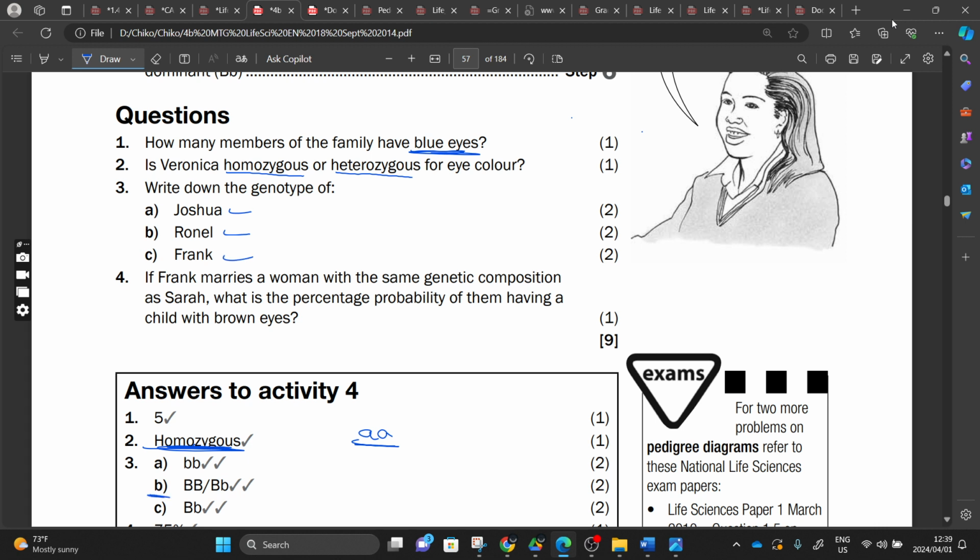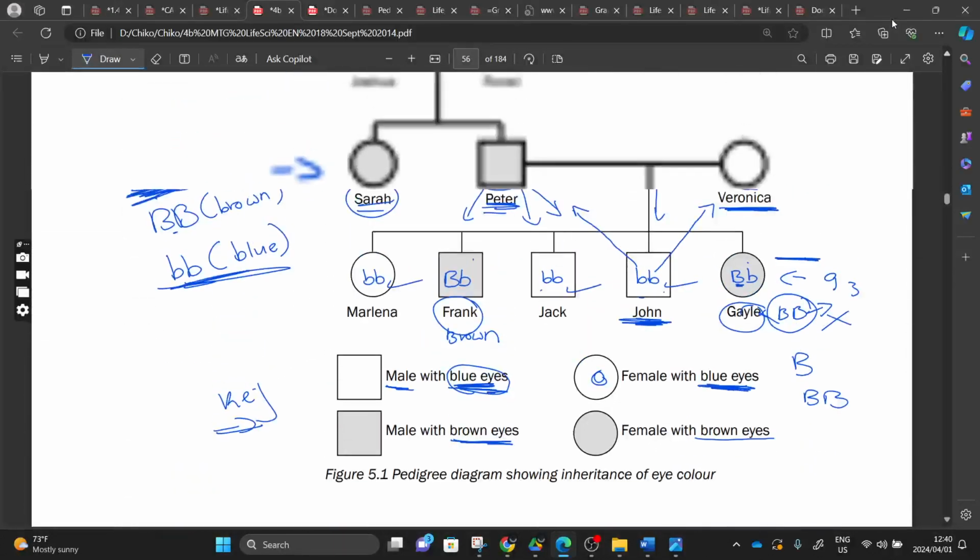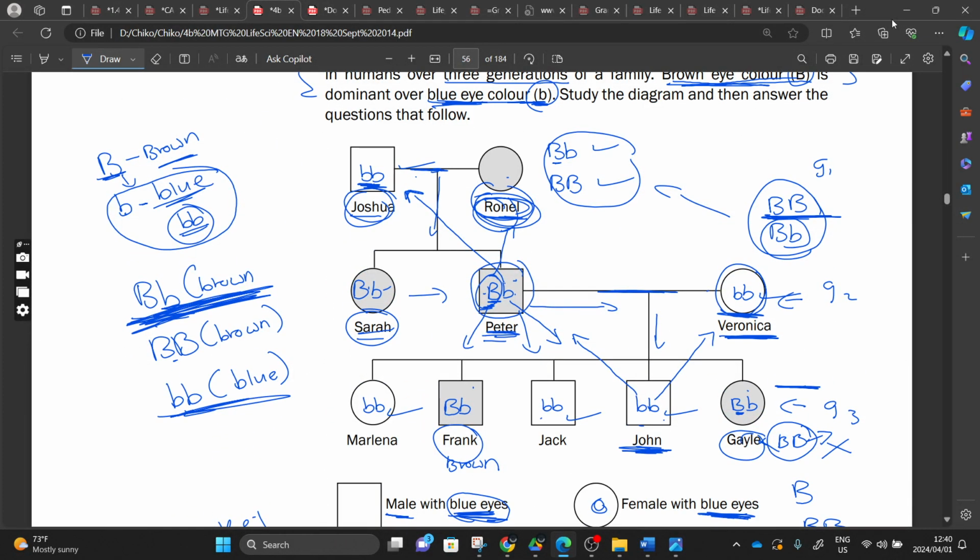These are BB. And then as you can see, Ronel here gives us 2 possible genotypes, capital letter and small letter, because there's a possibility of this. Where's Ronel? Ronel, she's up here. There's a possibility of Ronel to be like this and to be like this, right?